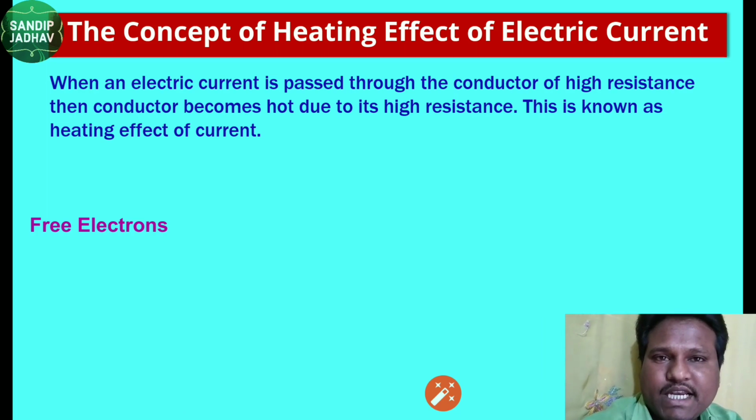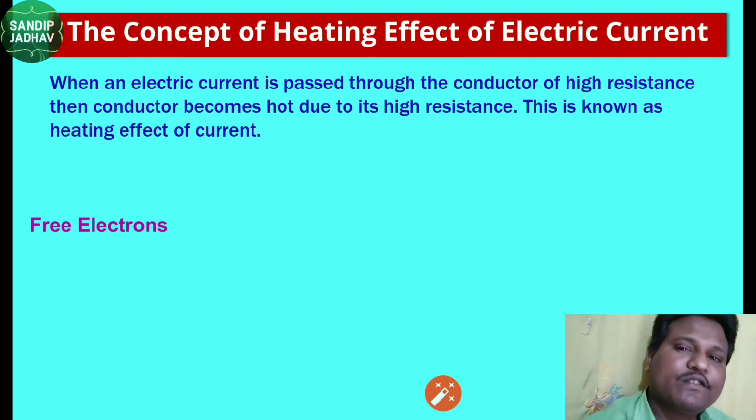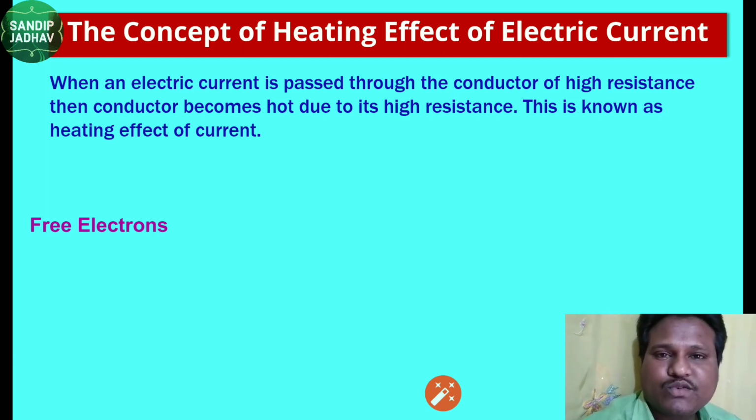Again, let's listen. When an electric current is passed through a conductor of high resistance, the conductor becomes very hot and that heat energy can be utilized. This phenomenon is known as the heating effect of electric current. So the question comes, why does it become very hot? Keep in mind that the conductor is of high resistance. That's why it becomes very hot, and we can use that heat energy for different purposes.